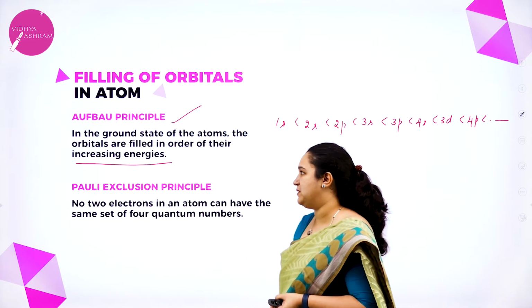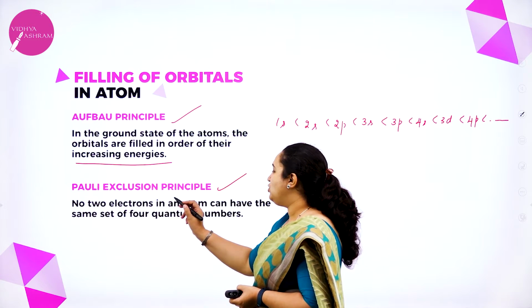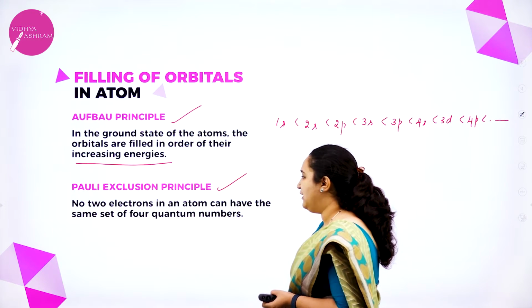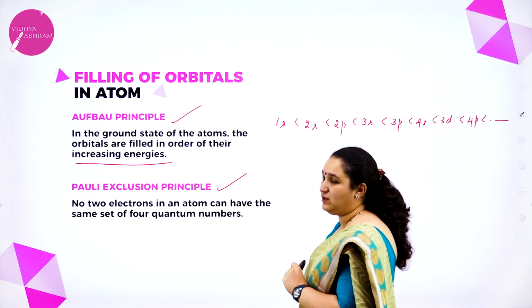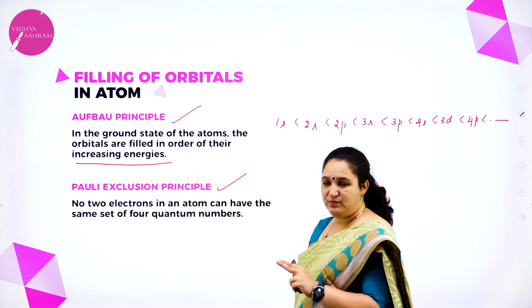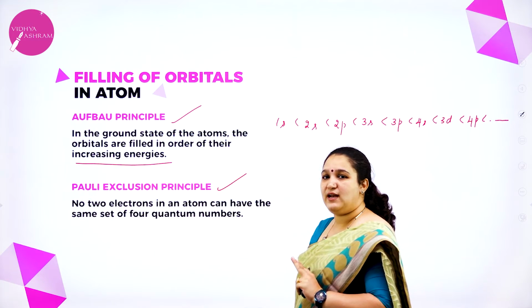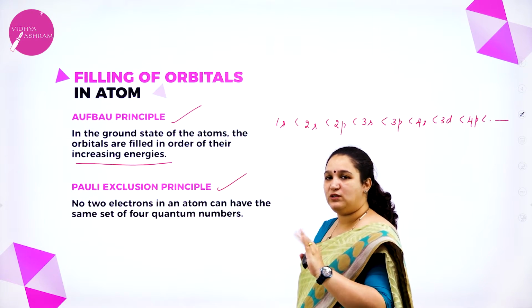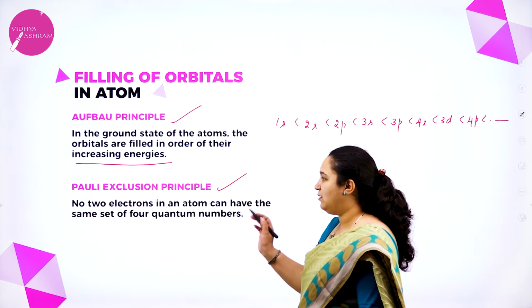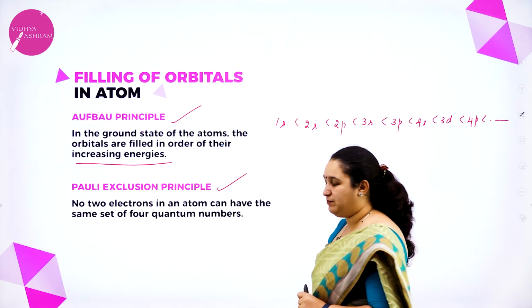That's the Aufbau principle. Next is Pauli's exclusion principle. No 2 electrons in an atom can have the same set of quantum numbers. What is it? No 2 electrons. In an atom there can be many electrons. No 2 electrons can have all the 4 quantum numbers the same. That is Pauli's exclusion principle. I shall explain it to you with an example.